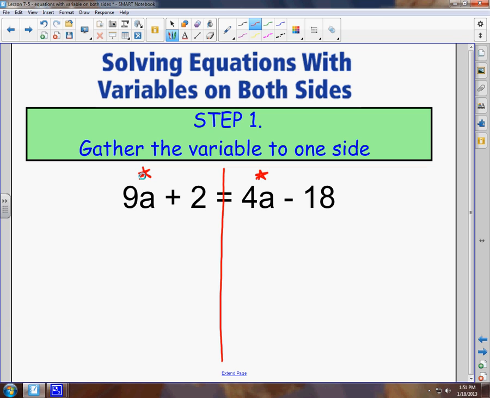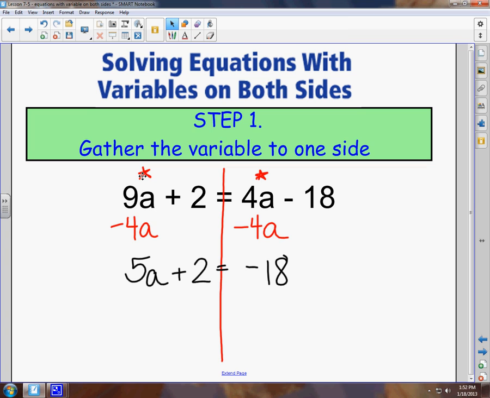And then you have 2 choices. You can subtract 9a or you could subtract 4a. You could do either one. I would subtract because they're both positive. Now, I don't like negative numbers, so I'm going to subtract 4a because then I know if I subtract 9a minus 4a, I'm left with 5a, which is a positive number. You can do either one, though. It does not matter. So then I'm left with 5a plus 2 equals negative 18.